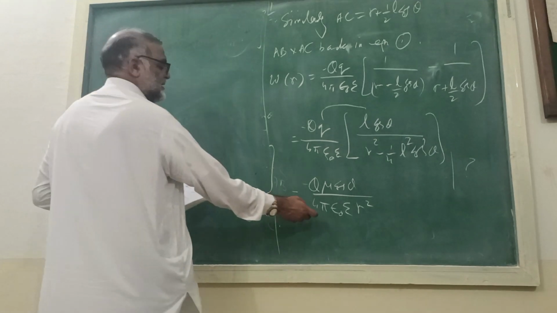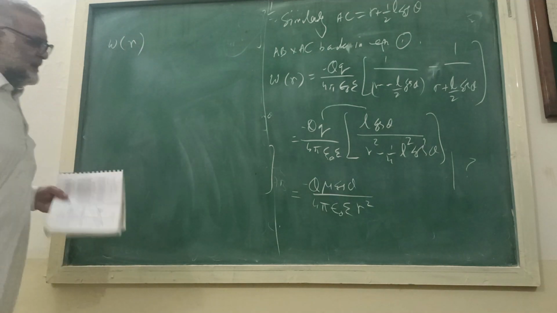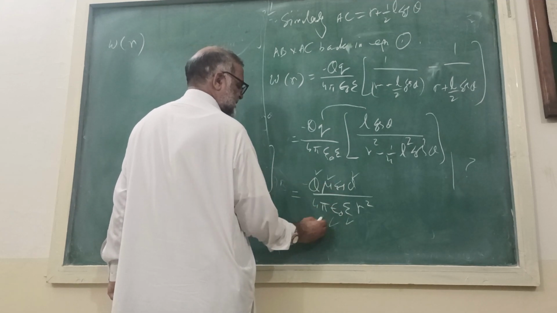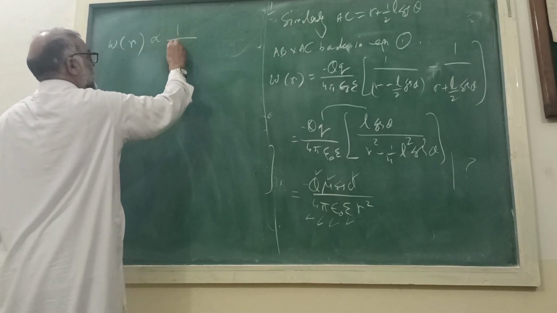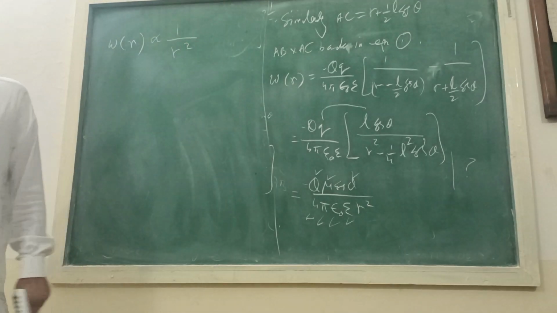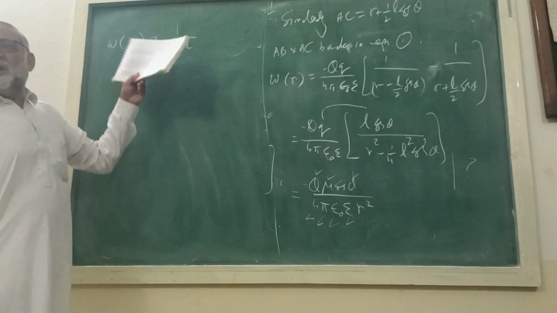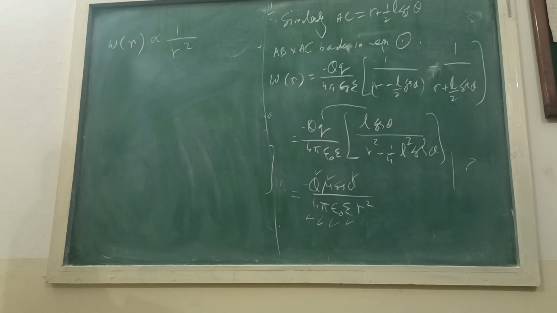Okay. So that is the energy of a dipole. This is constant. All these are constant. So the energy of a charge with a dipole goes as 1 over R square. For the energy of two charges, the energy varies as 1 over R. Here the energy varies as 1 over R square.